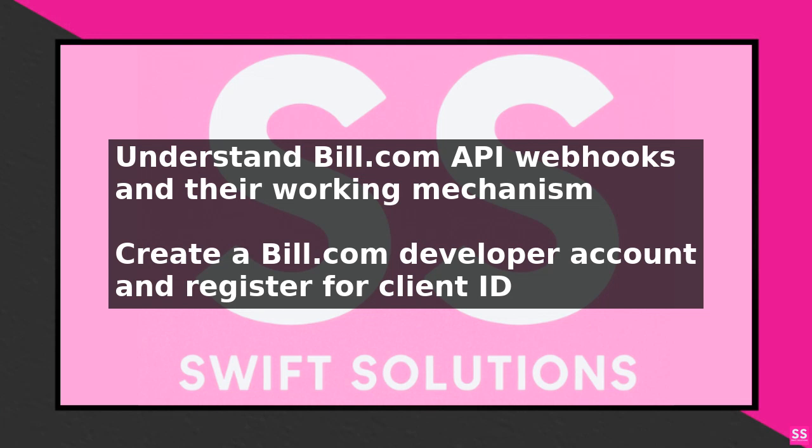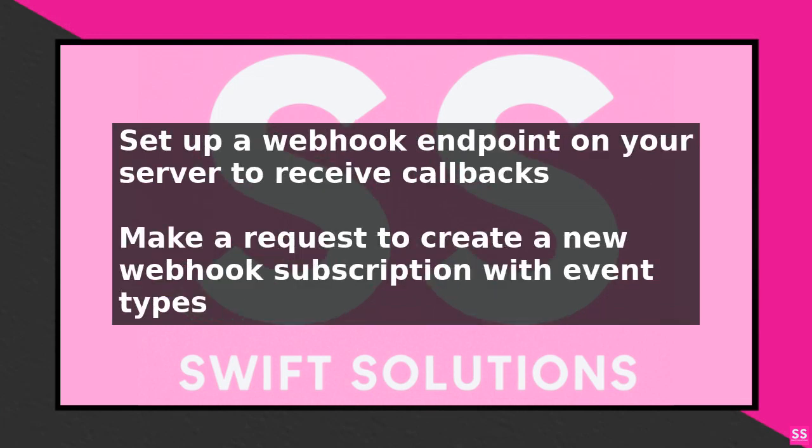First, you need to create a Bill.com developer account and register for a client ID and client secret. This will give you access to the Bill.com API and allow you to start making requests. You will also need to set up a webhook endpoint on your server that can receive callbacks from the Bill.com API. To batch webhooks, you need to make a request to the Bill.com API to create a new webhook subscription.